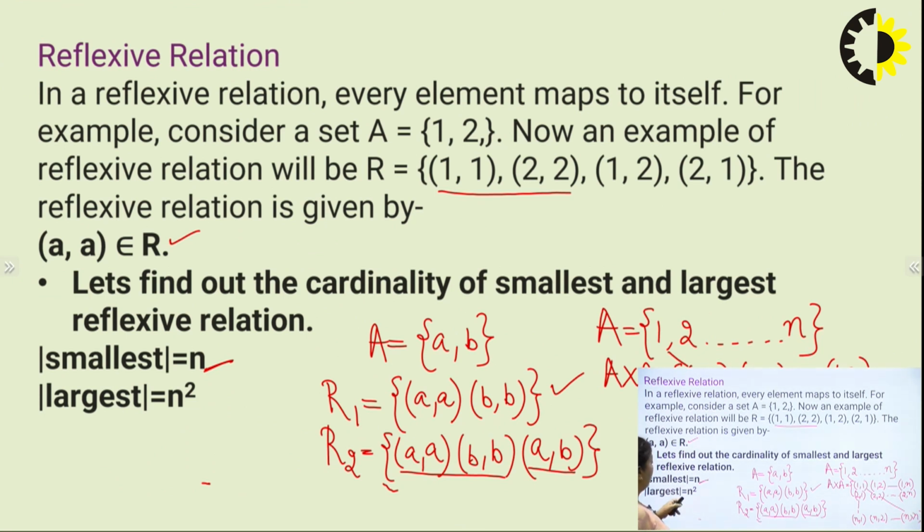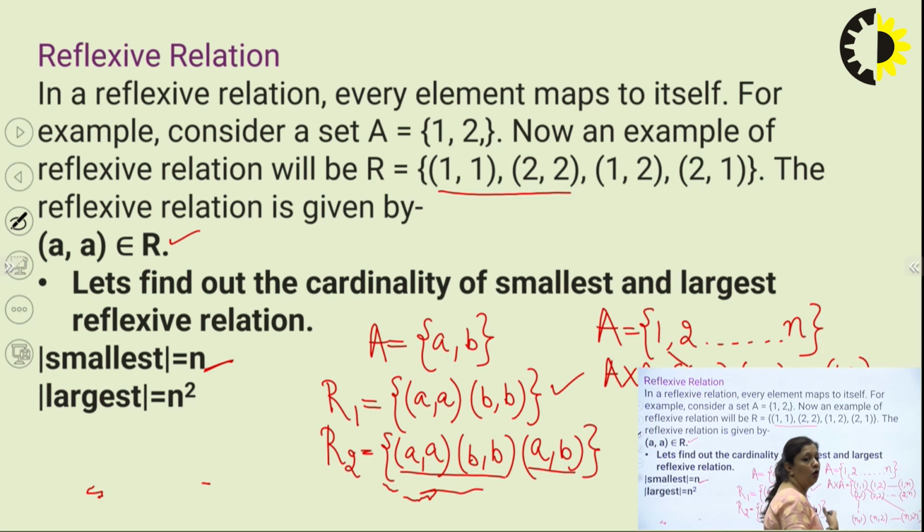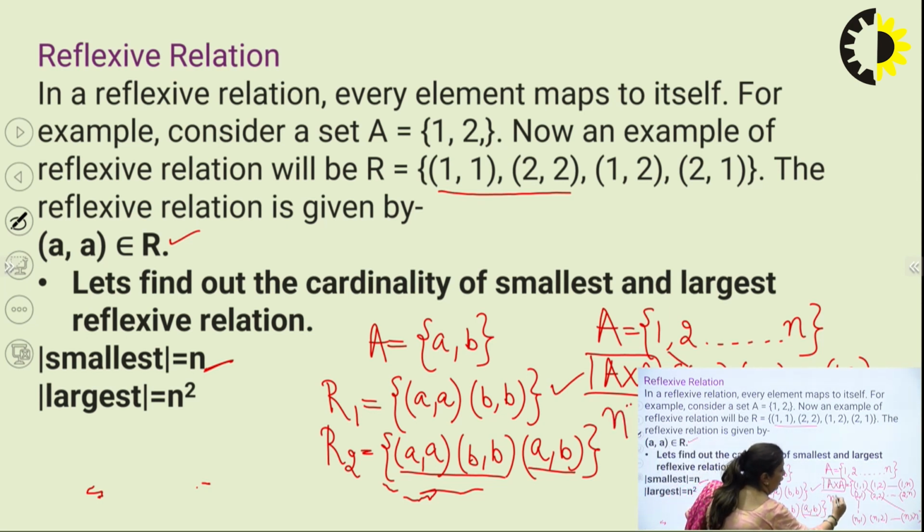And what about the largest reflexive relation? That means we'll have these diagonal elements, but along with this, what maximum we can have? So if I take this entire A cross A, this will always be reflexive because it will contain all the diagonal elements, as well as it will have a maximum number of elements which are possible. So what is the cardinality of A cross A? N square. So a maximum of n square elements are possible. So largest reflexive relation will have a cardinality of n square.